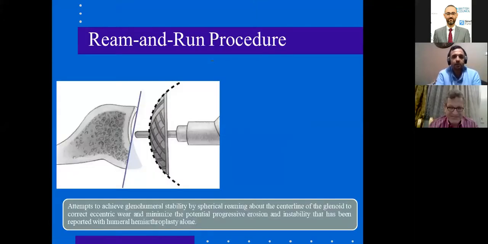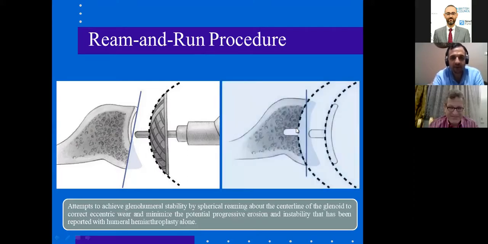Another technique is what's called the Ream-and-Run procedure. It is an attempt to achieve glenohumeral stability by spherical reaming about the center line of the glenoid to correct eccentric wear and minimize the potential progressive erosion and instability that has been reported with humeral arthroplasty alone. So in this case, we have eccentric glenoid wear, and after reaming, we have a centered glenoid, and this will add stability to hemiarthroplasty.